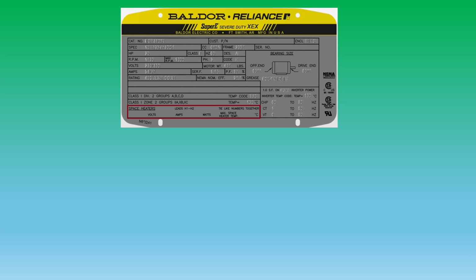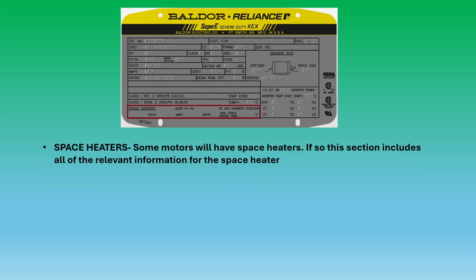In this section, if the motor has space heaters, some motors will have space heaters. If so, this section includes all the relevant information of the space heater. So it includes the volts, the amps, the watts, the temperature, lead connection, etc. Not all motors have them.